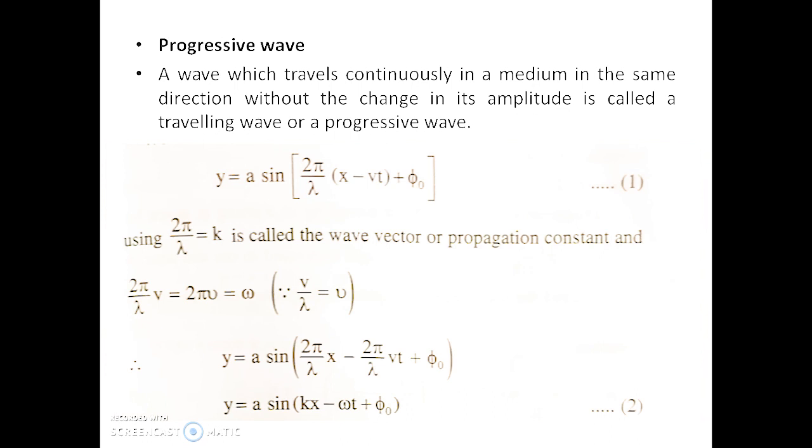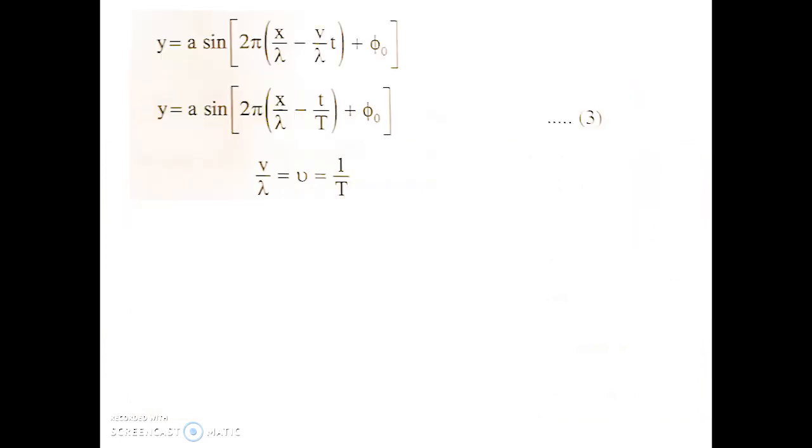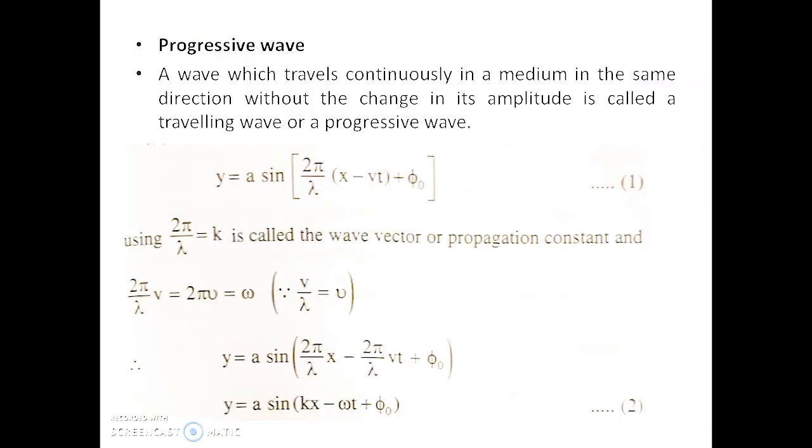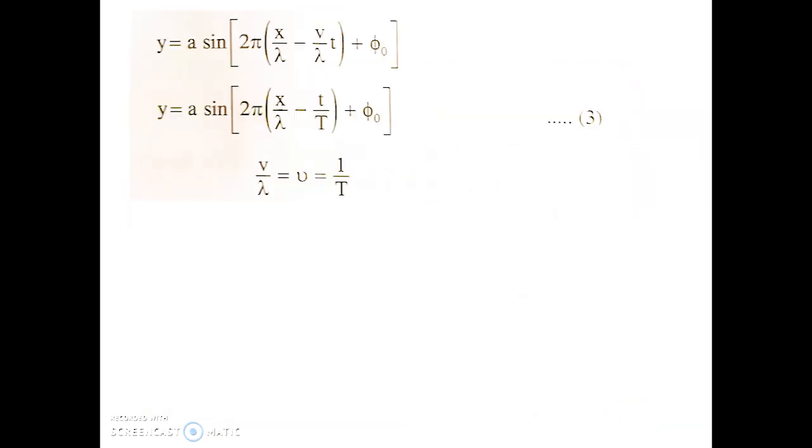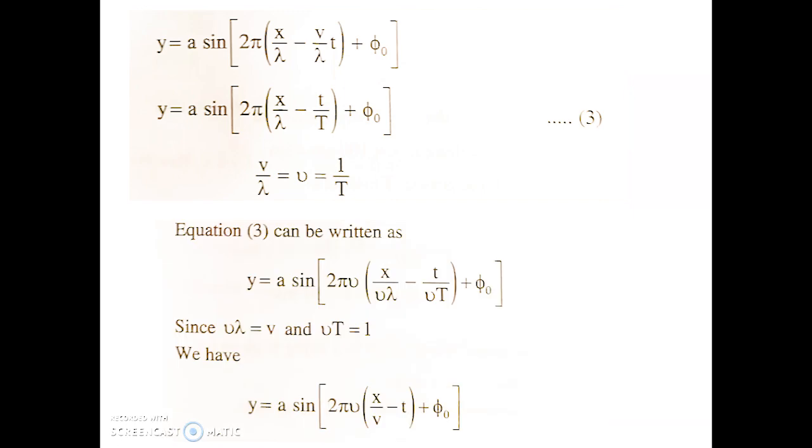Again, omega is 2 pi nu and v equal to nu lambda. Use those equations, you will get equation 1. So equations 1 and 2 represent two equations of a wave. Again, you can rearrange it and write it as 2 pi by lambda. If the lambda is taken inside, we get 2 pi into x by lambda minus v by lambda into t plus phi 0. Or v by lambda is again nu. So equation 3 is also another way of writing a wave.